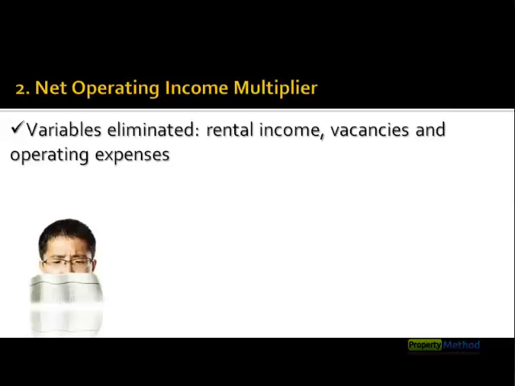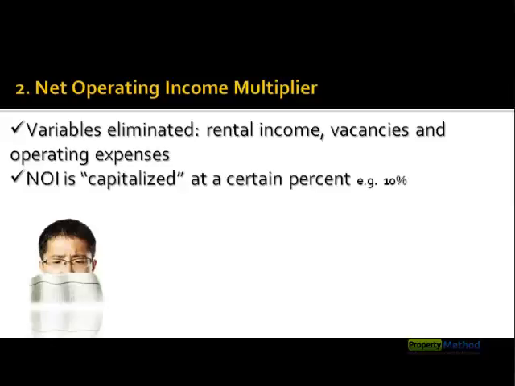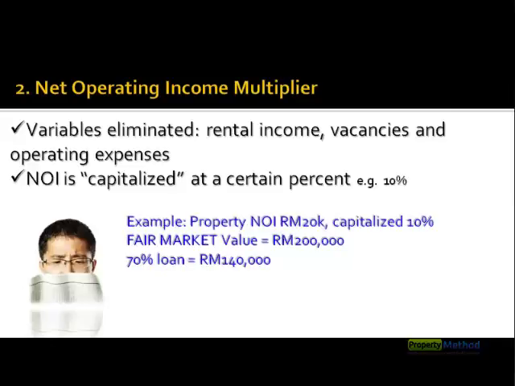The accuracy of this formula lies in the fact that all the variables in the operation have been eliminated, namely rental income, vacancies, and other operating expenses. The NOI is therefore capitalized at a certain percentage, say 10%, to establish a value for loan purposes. For example, a property producing a net operating income of 20,000 a year, when capitalized at 10%, means we hope the annual income will be only 10% of the capital. It will have a fair market value of 200,000 ringgit. And the bank will probably lend just a percentage of that amount, for example, 70%, or equivalent to 140,000 ringgit.